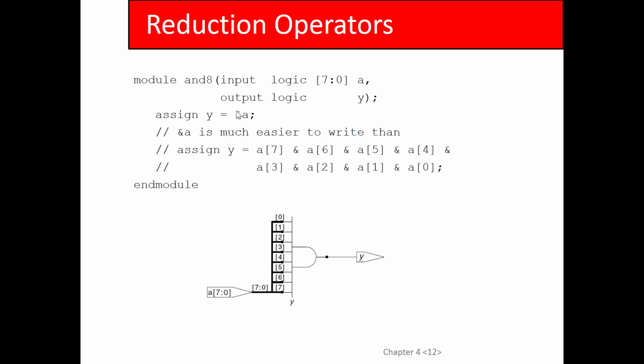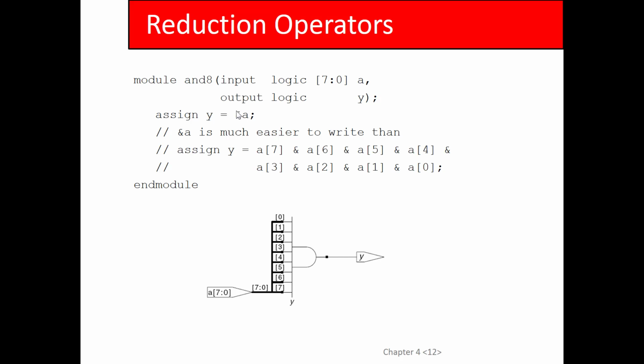It's equivalent to saying assign Y equals A bit 7 and A bit 6 and A bit 5 and A bit 4 and A bit 3 and A bit 2 and A bit 1 and A bit 0. You guys with me? So this is equivalent to that. That's just a shorthand way to do a reduction. Reduction meaning I've got a bunch of bits and I want to reduce them to 1 bit by way of an AND operation. Everyone with me? It's kind of cool. You could do it with OR and there's a few other operations.